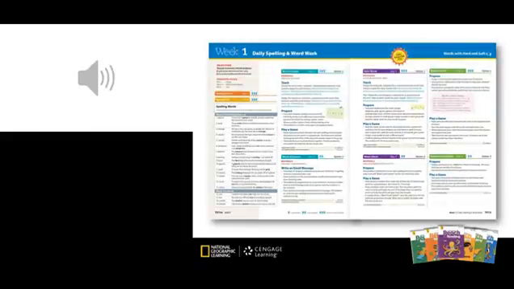The next section is the spelling and word work lessons that follow an instructional plan including introducing the words on day 1, providing multiple options for practicing the words on days 2, 3, and 4, and the spelling test on day 5. You'll notice that the practice options are often engaging activities that have students actively using the words they are studying.